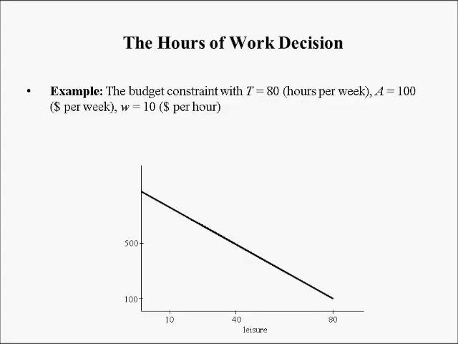Example: the budget constraint with T equal to 80 hours per week, an allowance of $100 per week, and a wage of $10 per hour gives us the budget constraint below, which we already graphed in a previous slide. Now, suppose utility is U2. No consumption bundle on U2 can be reached by this consumer because they are limited to consumption bundles along the budget line. Remember, there is no saving in this household. We're assuming there's no saving.